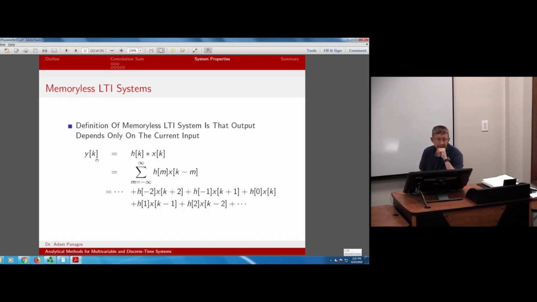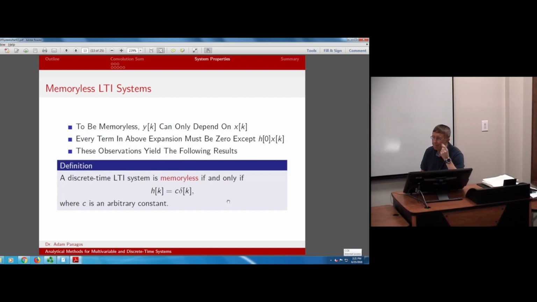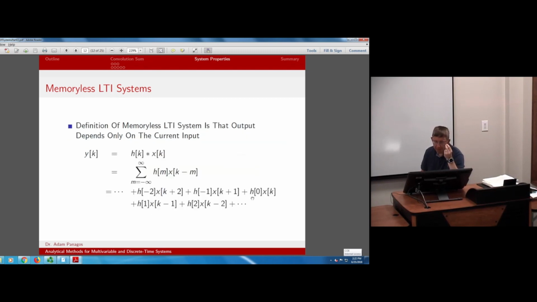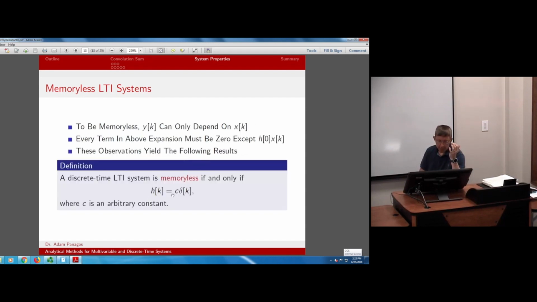Well, if this output at time k can only depend on the current input, here is the current input, right? Time k is what's happening right now. So that means I can't depend on this term, or this term, or this term, or this term, if I'm going to be memoryless. So if I'm memoryless, my impulse response is pretty simple. It can only be a function of what's happening right now, which means all of these terms have to be 0, which means my impulse response has to be 0 almost everywhere for these to go away. So that means that I'm a memoryless system if and only if my impulse response is a scaled delta function.